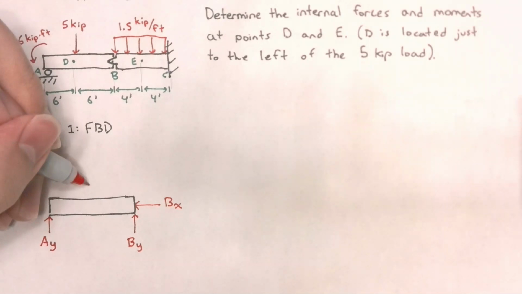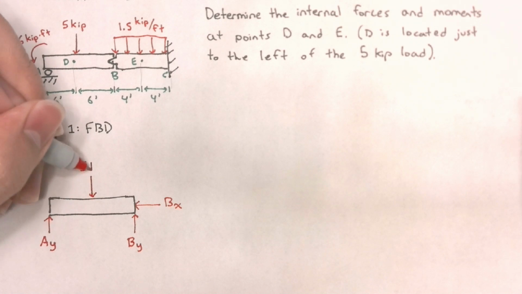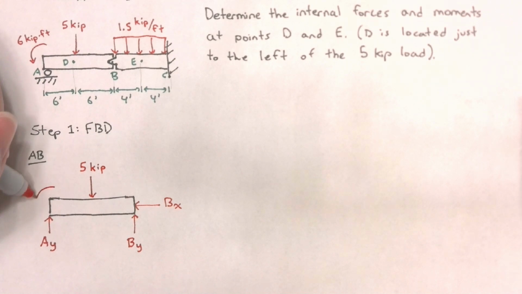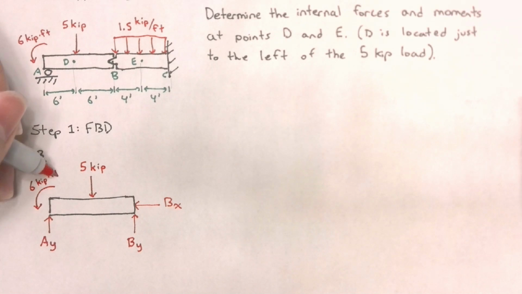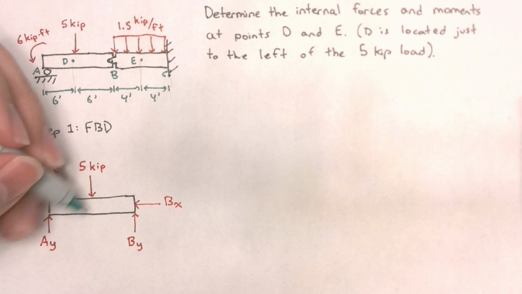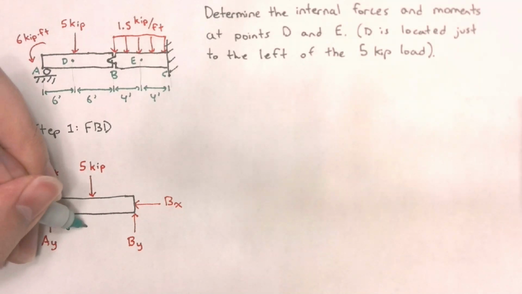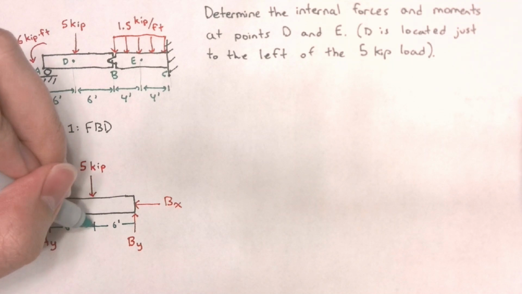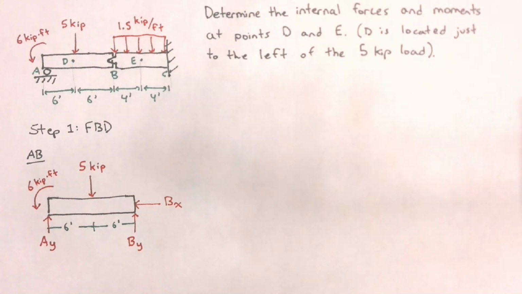In this member, I have an external force of 5 kips acting at the center, and I have a moment of 6 kip feet. I think that's all we need for our free body diagram. It would be helpful to write down some dimensions. From point A to those 5 kips, we have 6 feet, and from those 5 kips to point B, we have another 6 feet. So that is my free body diagram.